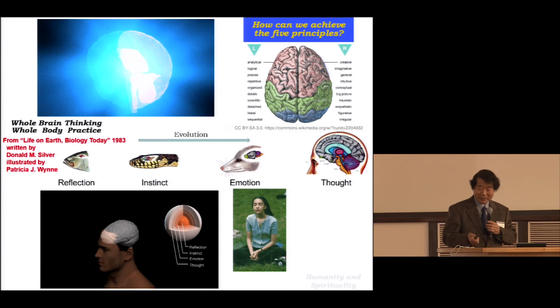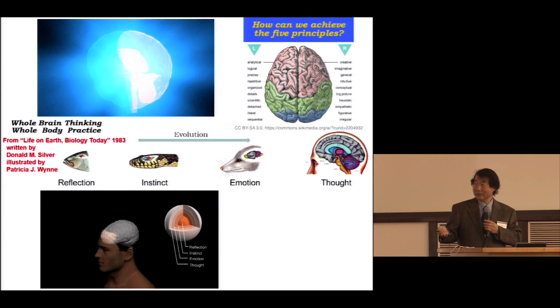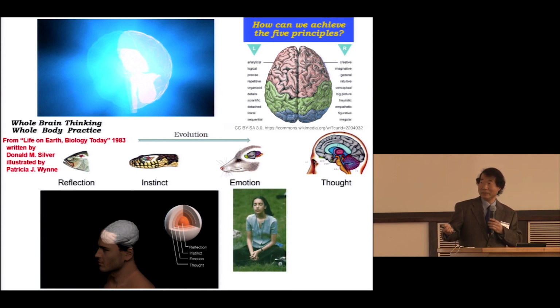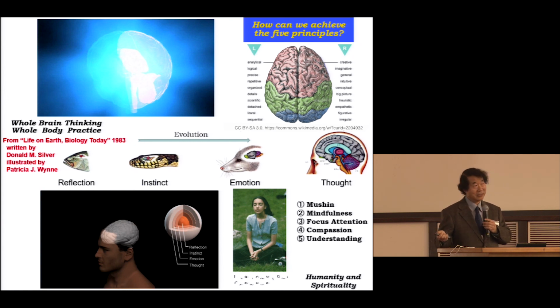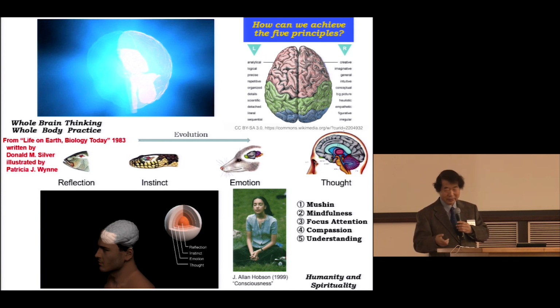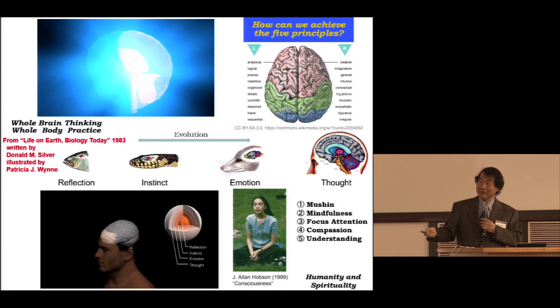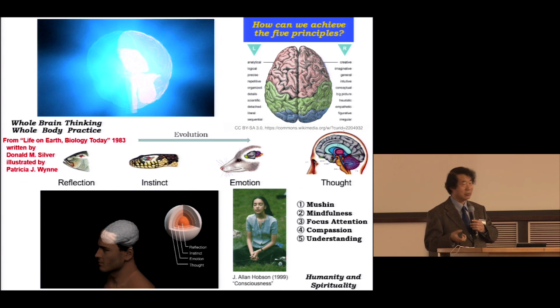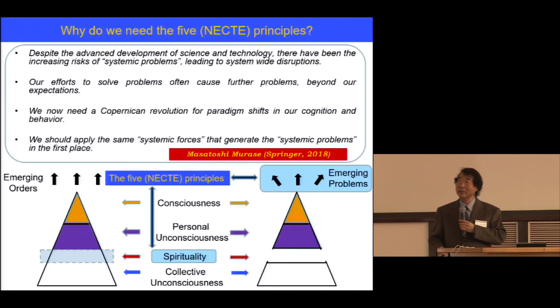Actually, when we try to reach the understanding level, understanding means satori in Japanese. And starting from mushin, which is no mind: mindfulness, focus, attention, compassion. Compassion is transferring passion to the other one. Interestingly, these 5 dynamics are relating to the 5 principles. This is the final slide.